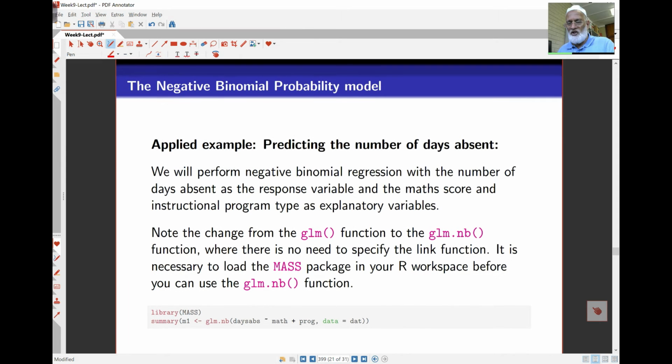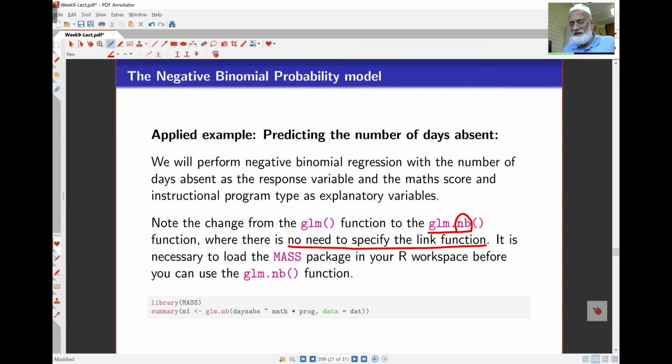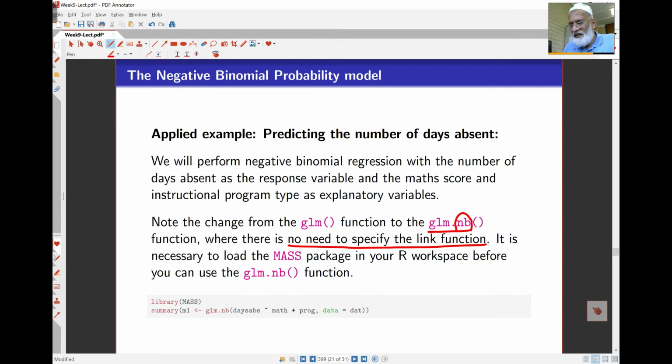So we used GLM, the generalized linear model, for the Poisson, but now we're going to use glm.nb for the negative binomial. Notice there is no need to specify a link function because the NB tells us it's a negative binomial. There is no other link required here. But this glm.nb function resides within the MASS package, so you must load that first.